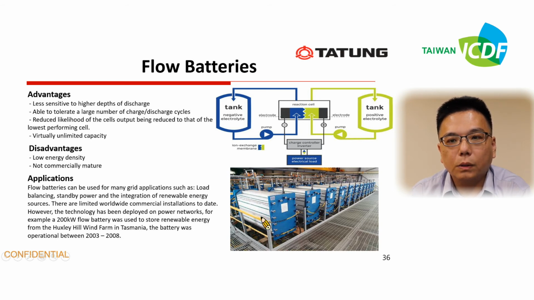You can see part of the flow battery. We always call this the reaction cell. Like this one, you can see the liquid flowing in the tube, and the electrolyte will change its type between charge and discharge.